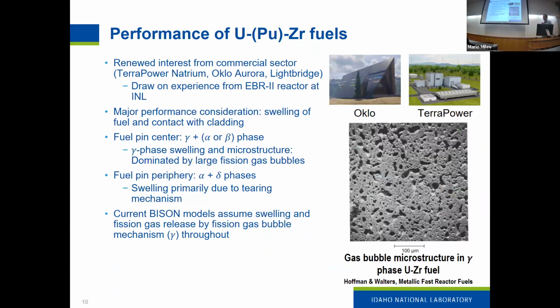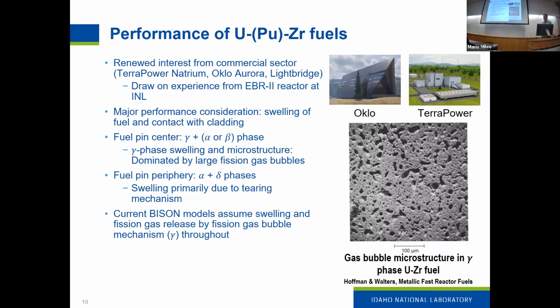So that's kind of the framework that we're using, and I want to now give a couple of specific examples of this kind of multi-scale approach and how we're bringing that to better understand the performance of fuels. So the first example I want to give is in metallic uranium zirconium fuels, which sometimes in the past have been mixed in with some plutonium. So that's why that's in parentheses there.